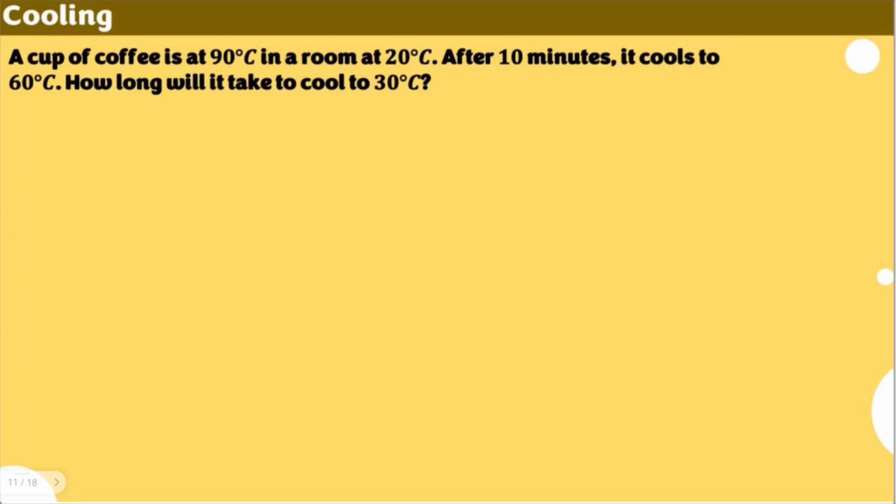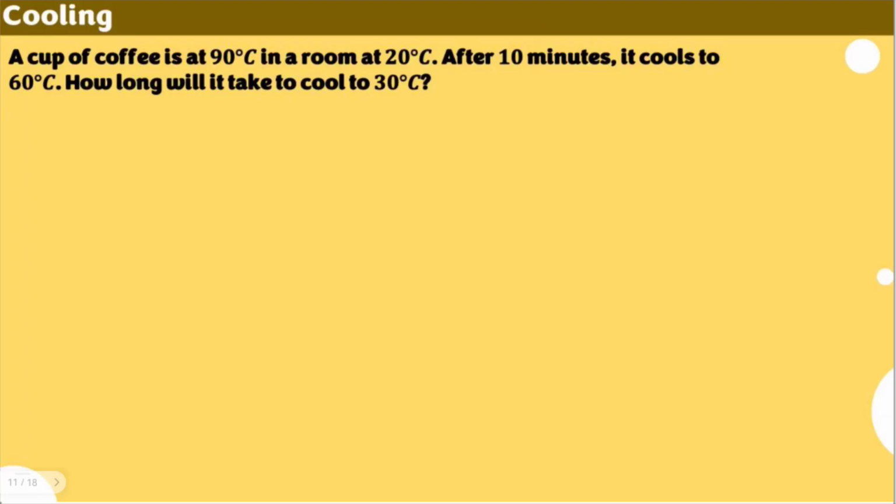We have the second example here that will use the mathematical model we derived for Newton's law of cooling. Here is the problem. A cup of coffee is at 90 degrees Celsius in a room at 20 degrees Celsius. After 10 minutes, it cools to 60 degrees Celsius. How long will it take to cool the coffee to 30 degrees Celsius? That's the question right now. We're asking about the time.